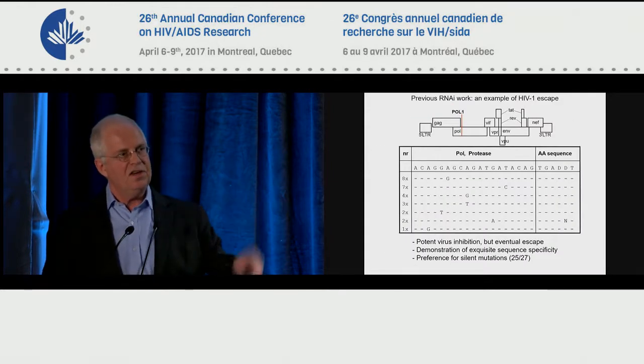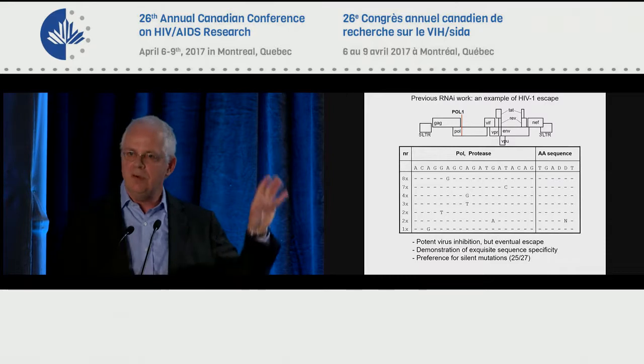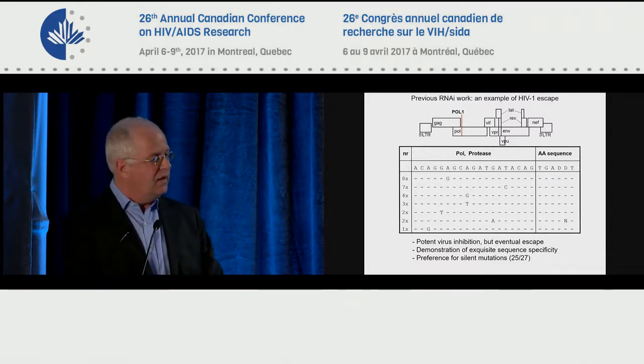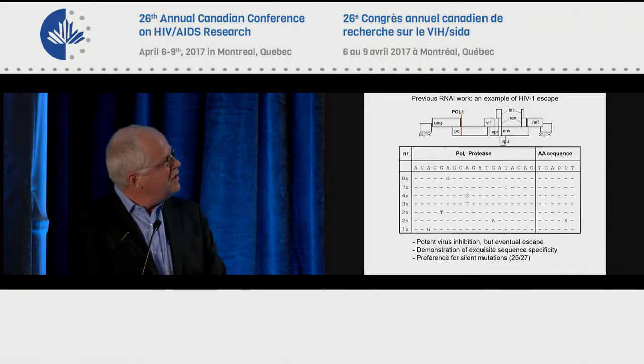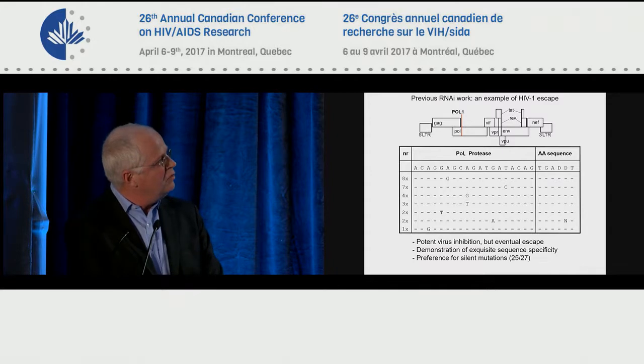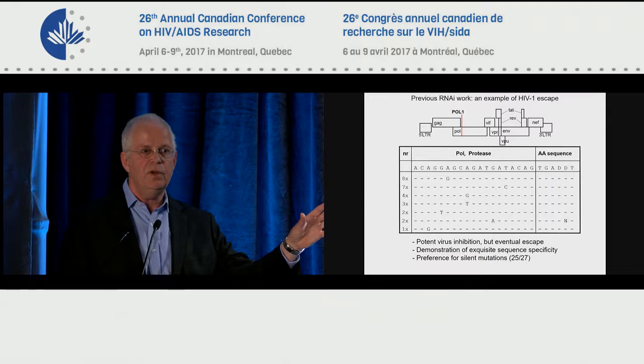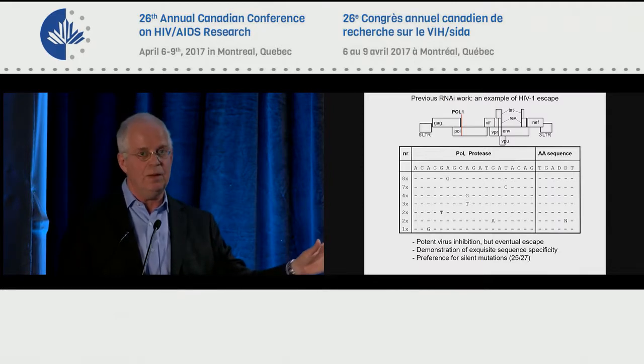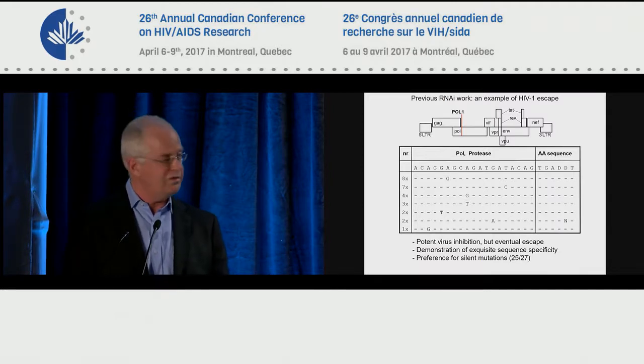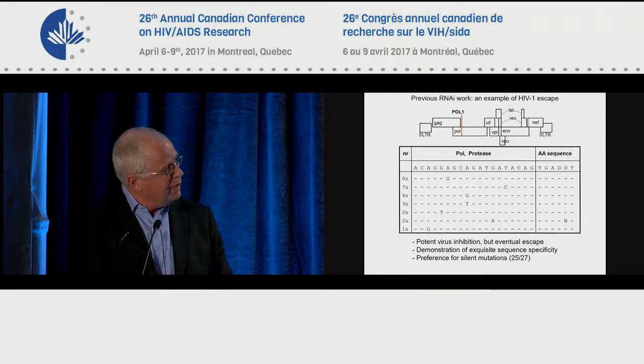One slide, one result from the RNAi experiments. So here we are targeting HIV-1 in a sequence in the genome, which is encoding the protease. Good inhibition, really good inhibition, but the virus always escapes. And if you look in different cultures, you will see that the virus picks up a point mutation.